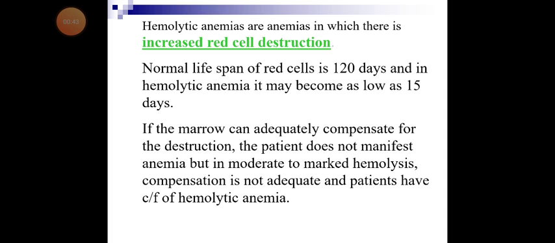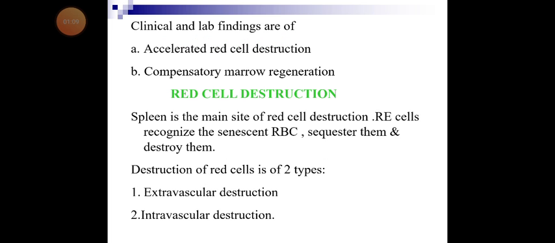First of all, hemolytic anemias are anemias in which there is an increased red cell destruction. As you know, the normal lifespan of a red cell is about 120 days, and in hemolytic anemia it may become as low as 15 days. If the marrow can adequately compensate for the destruction, the patient does not manifest the anemia. But in moderate to marked hemolysis, compensation is not adequate and patients have clinical features of hemolytic anemia.